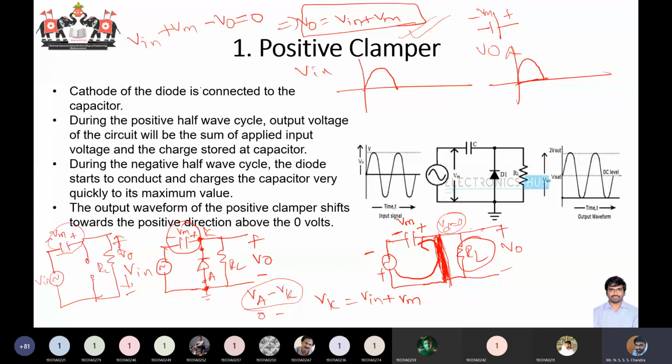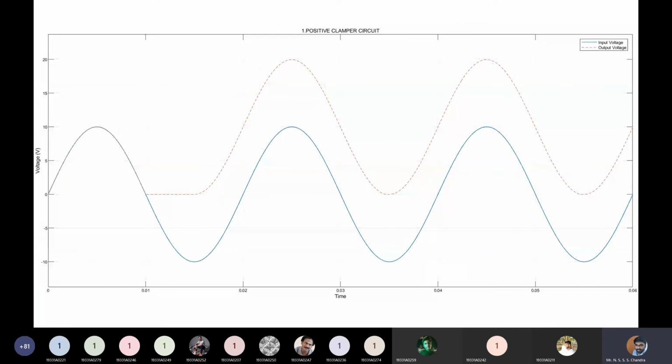So with this I'll show you the output and then I'll end the class. You can see that for the first cycle, in this portion your capacitor is not charged, and you are seeing that the output is following the input. And here, in the negative half cycle of the input, your capacitor is being charged to minus Vm.